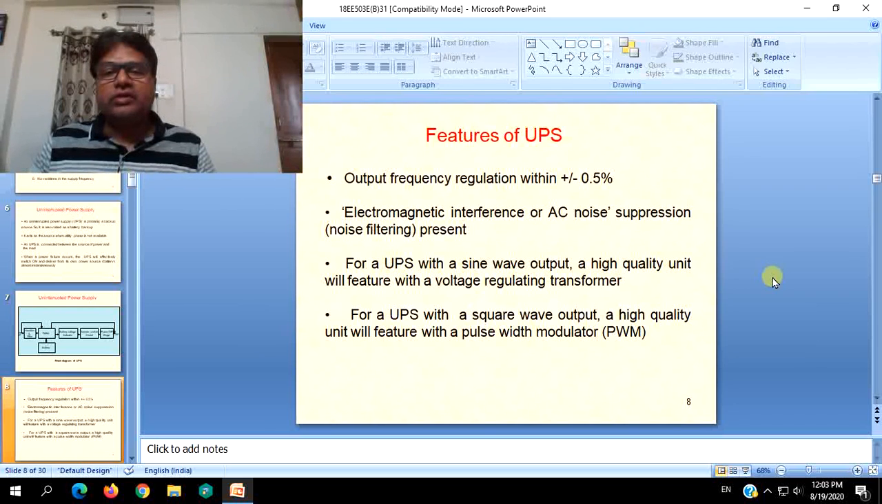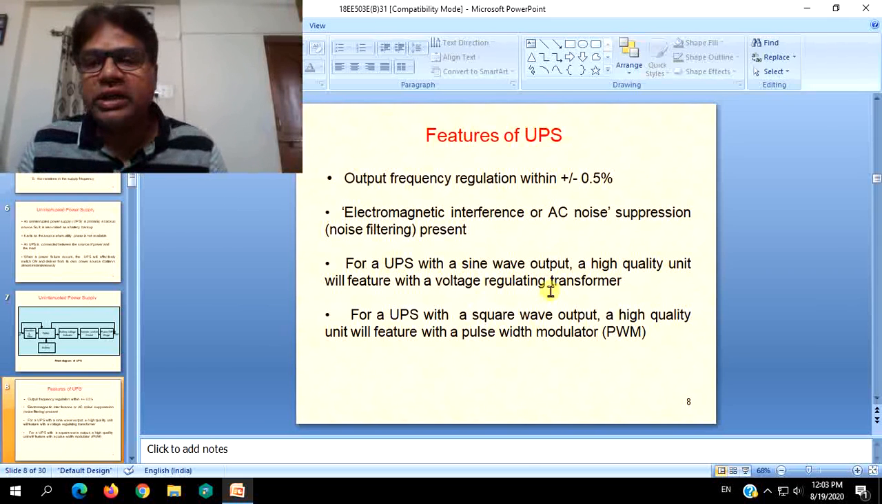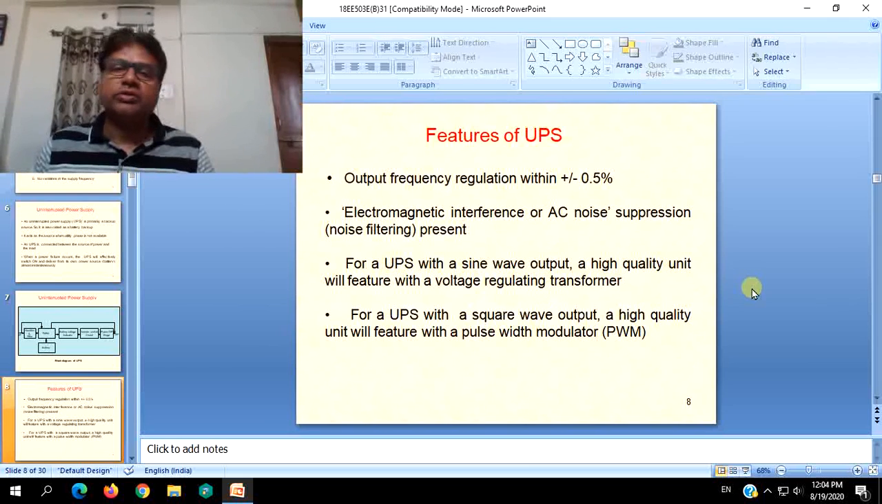And if you want the wave shape of the output voltage to be a sine wave, you have to use a regulating transformer to nullify all the disturbances which we have seen in the previous discussions. Even though there are many noises and disturbances on the input side, the primary of the regulating transformer, the output side is devoid of all those things, harmonics and spikes. A simple sinusoidal output will be given.